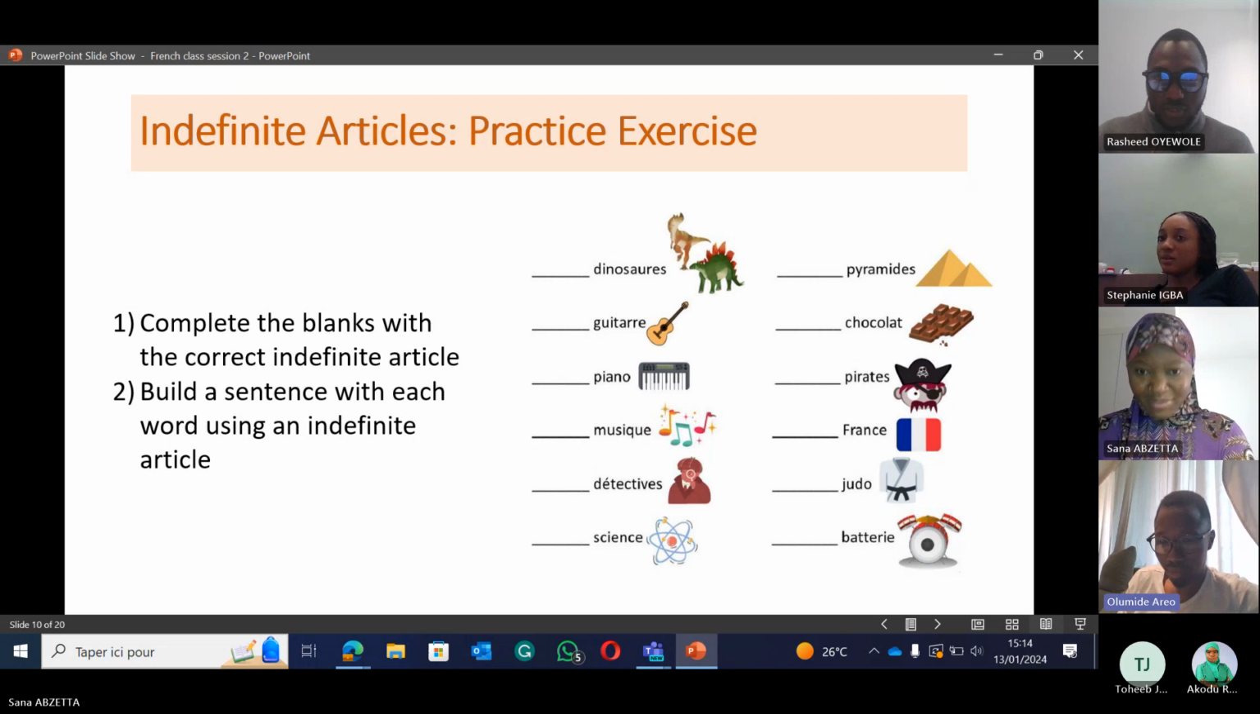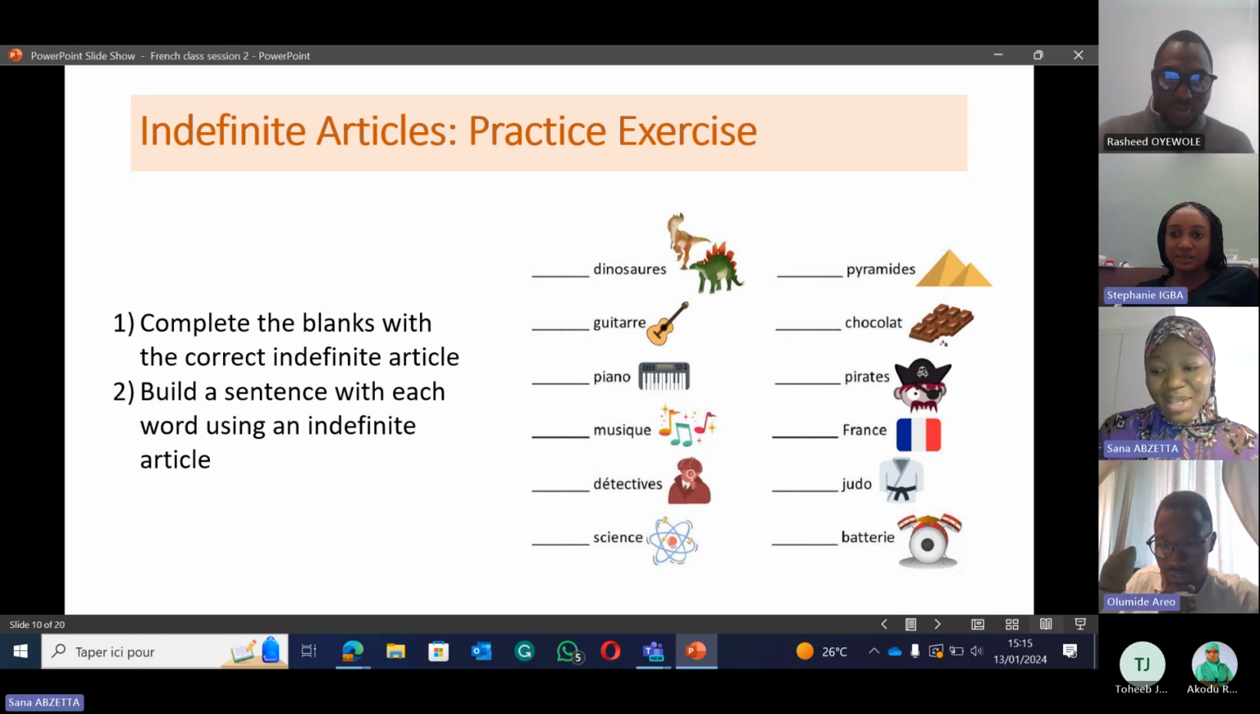Can I try? Yes, go ahead, please. So I want to use the words that I've picked up in French lately, and I love chocolate. So, J'aime manger chocolat. Does that make sense?